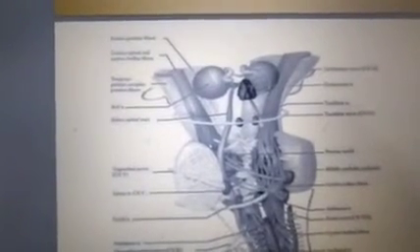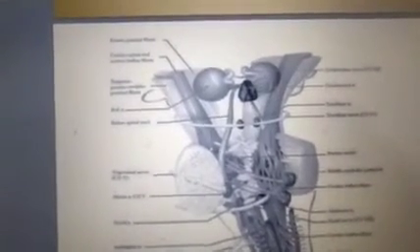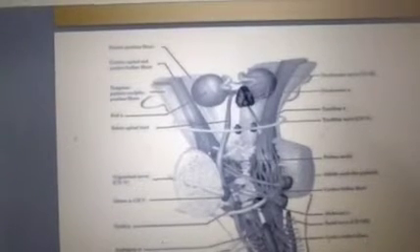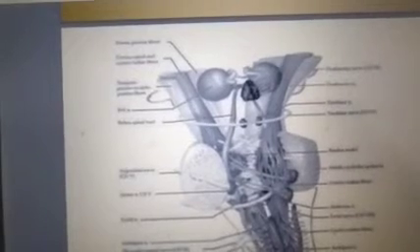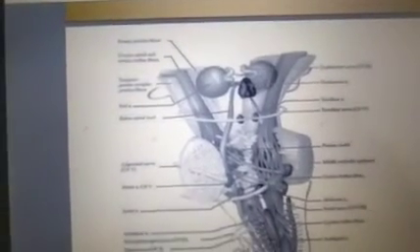This is how we can see the different cranial nerves originating from the different areas of the brain, and which are responsible for different actions as well.